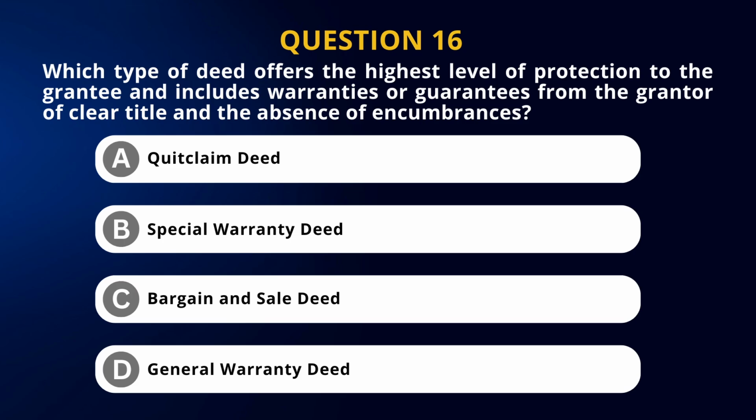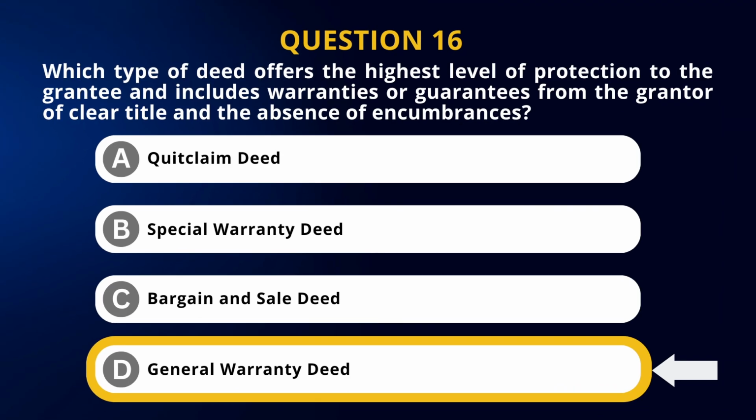Question number 16. Which type of deed offers the highest level of protection to the grantee and includes warranties or guarantees from the grantor of clear title and the absence of encumbrances? Letter A, quitclaim deed. Letter B, special warranty deed. Letter C, bargain and sale deed. Letter D, general warranty deed. And the answer is Letter D, general warranty deed.